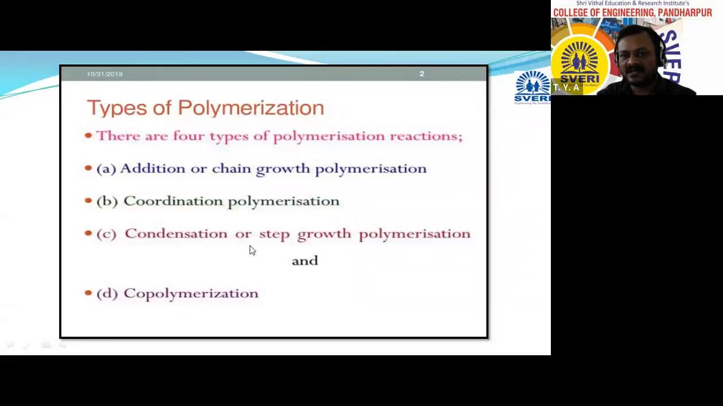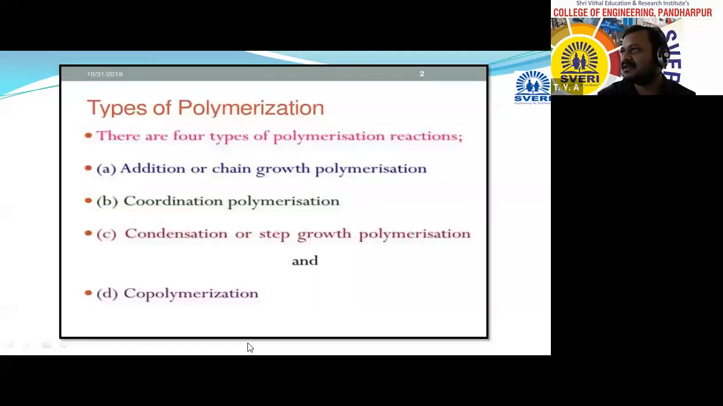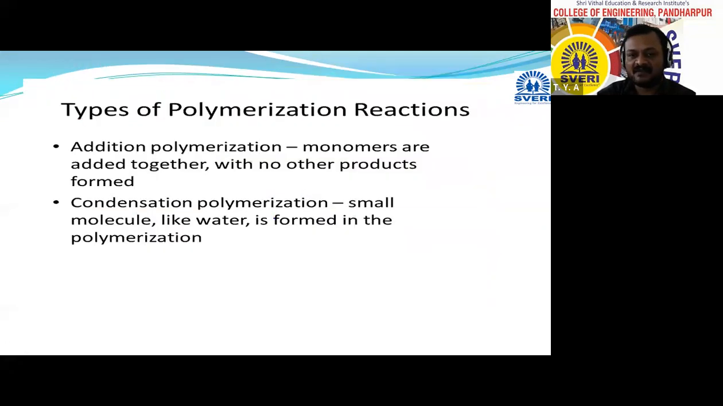This is the summary, in short, the brief classification. This is the expected answer you can write if types are asked. Here I have just provided you the list, so don't write this. All types are added here: addition, condensation, and the special type. You can treat coordination polymerization as the special type. This is the brief classification. Now we will discuss addition polymerization first. I have already discussed it in the previous session.